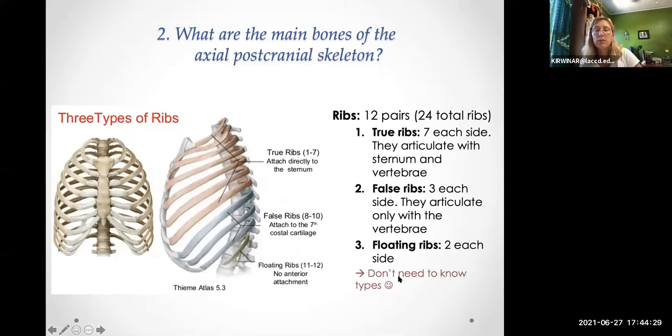All right. So ribs. All you need to know for this class is we have 12 pairs of ribs. There you go.